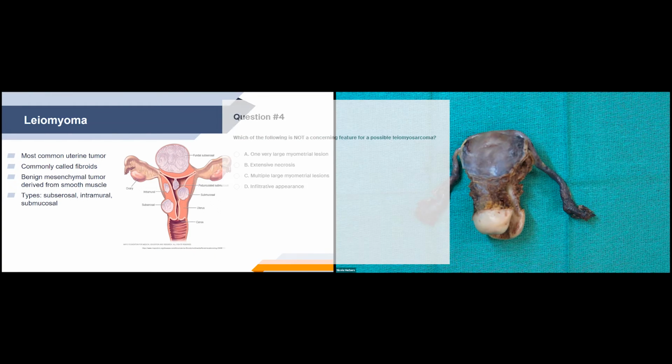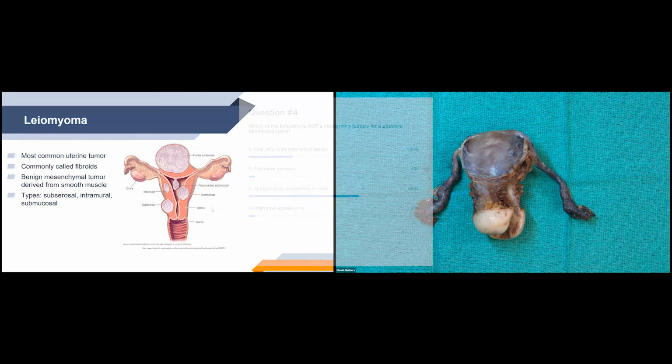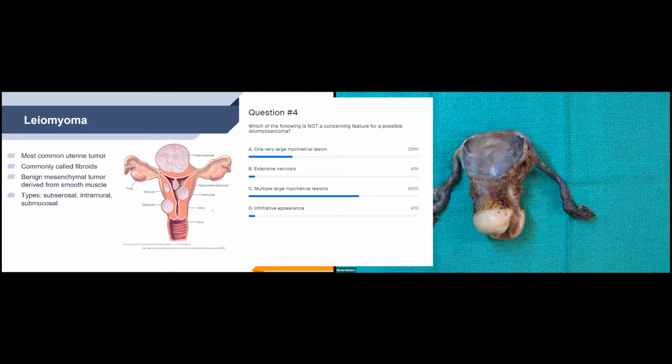Okay, and I'll end the polling there and share the results. So great job, everyone. It is C. So all of the other ones would be concerning features for a leiomyosarcoma. So if there was one very large myometrial lesion, or if there was extensive necrosis or more of an infiltrating appearance. So if you saw any of those gross features, you'd be wanting to sample it more heavily.